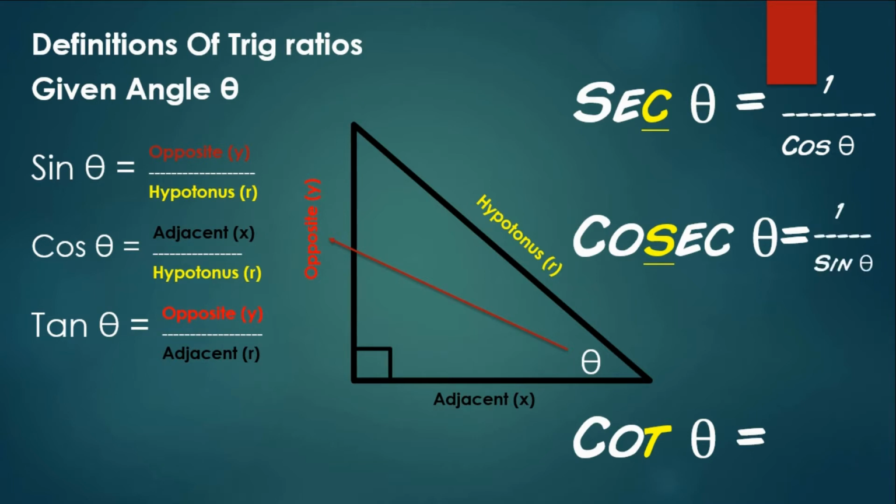So meaning you can identify the inverse of the first three trig ratios by looking at the third letter of the given inverse of the other trig ratios. Now let's go to cot. Obviously it's 1 over tan theta. Now let's move forward.